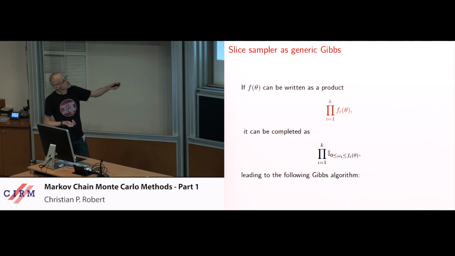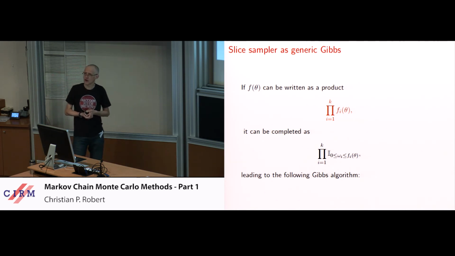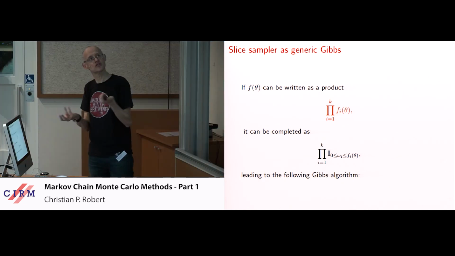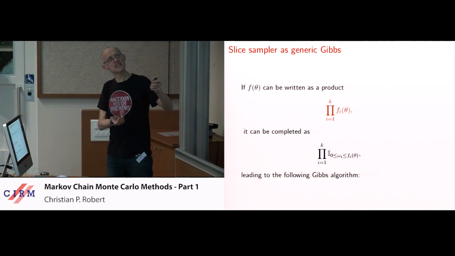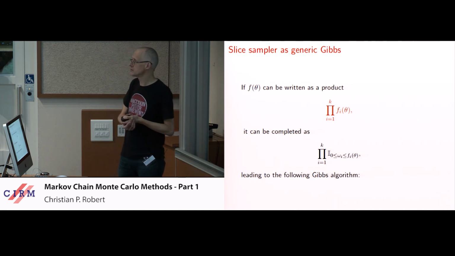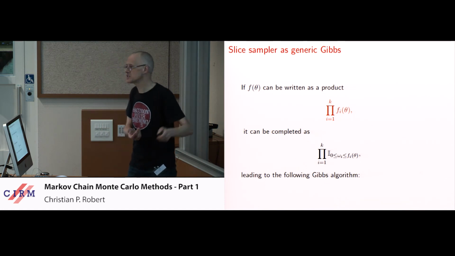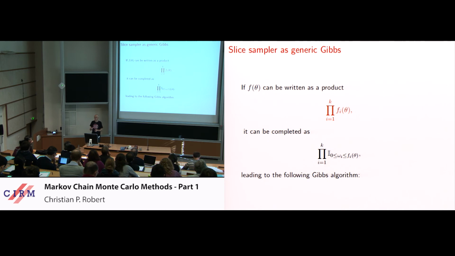If your target f is a product of other functions, fi, and let's assume that the fi's are simpler and known, again up to a constant, then this fi is the integral of this indicator. If I integrate this indicator in omega i, between 0 and fi, I return fi. Okay. So this product is the marginal of that product of indicators.